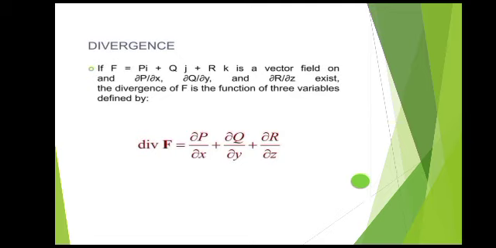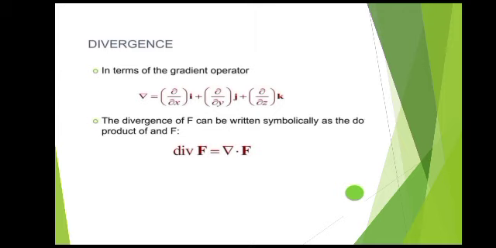Now, in terms of the gradient operator, that is nabla is equal to del upon del x into i plus del upon del y into j plus del upon del z into k, the divergence of F can be written symbolically as the product of the two. That is, divergence F is equal to nabla dot F.